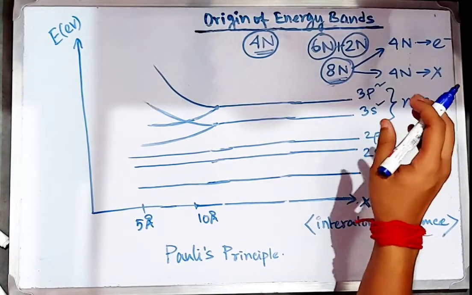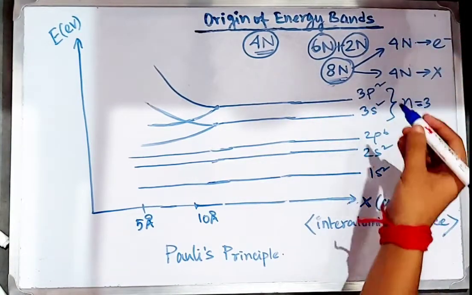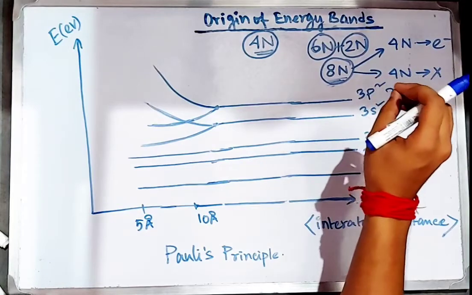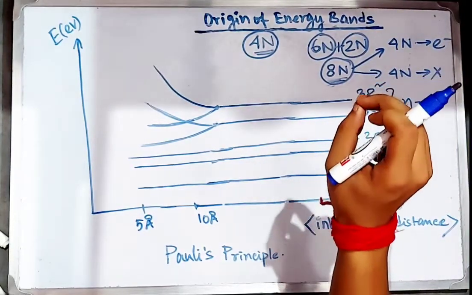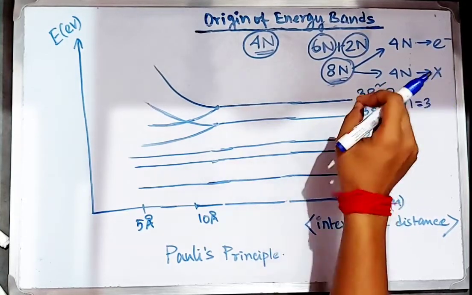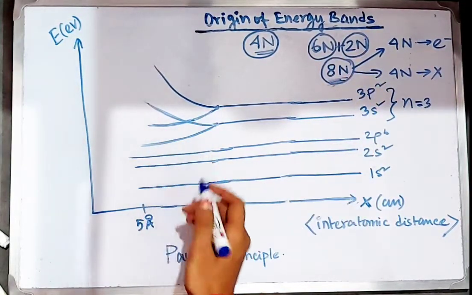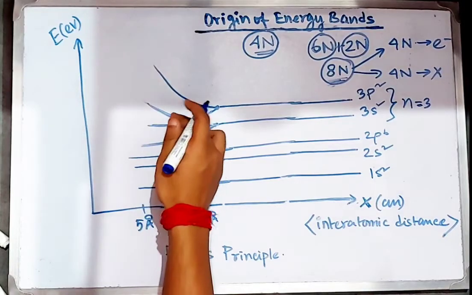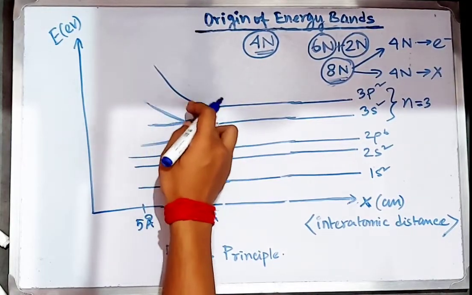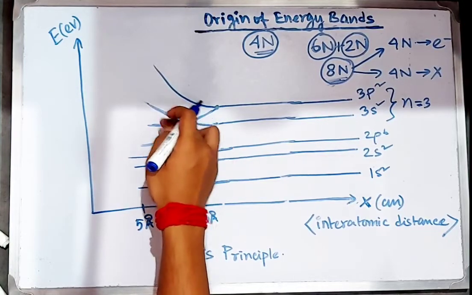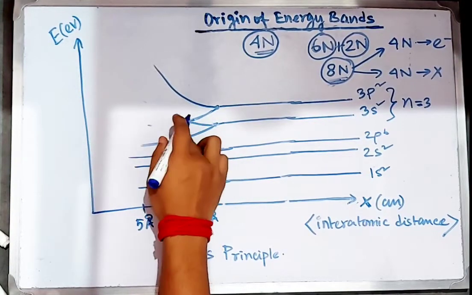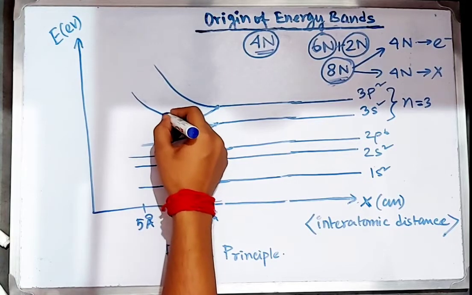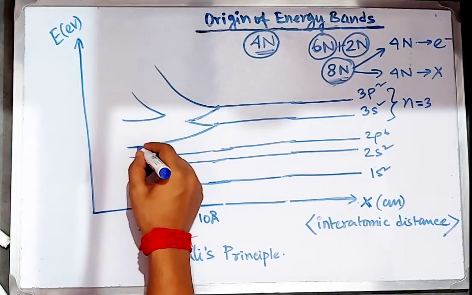So which n number of states will get filled by electrons is determined by this principle, that electrons will always start filling up the energy states from the lowest energy states. So of course, if I talk about the variation of energy with respect to interatomic distance, at first these 3p and 3s will get combined with each other, then they will be split like this.